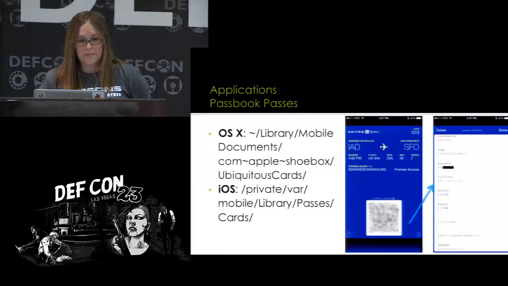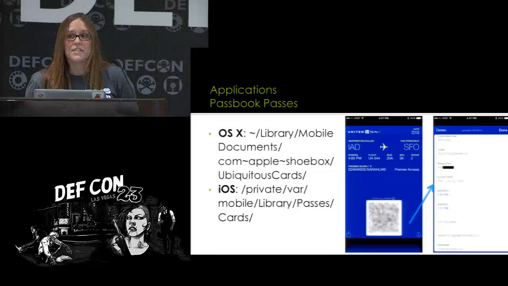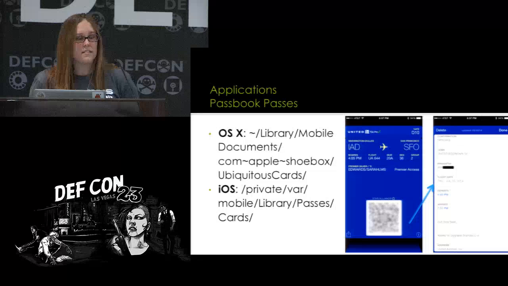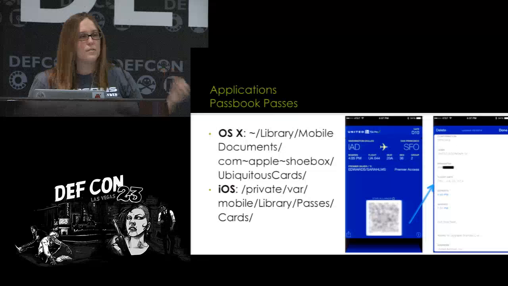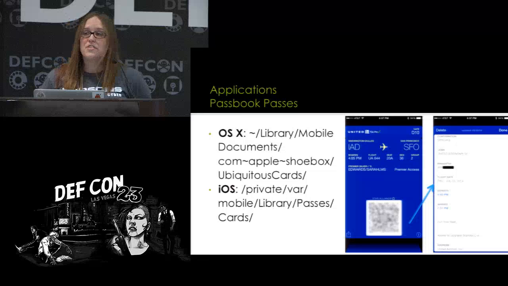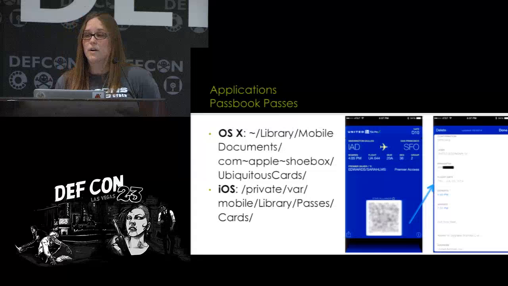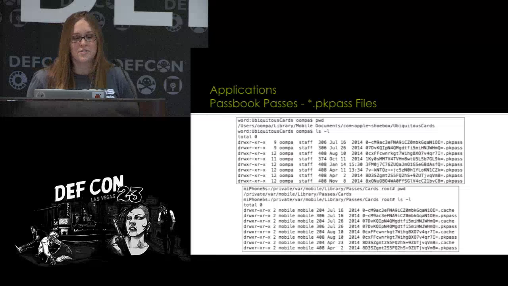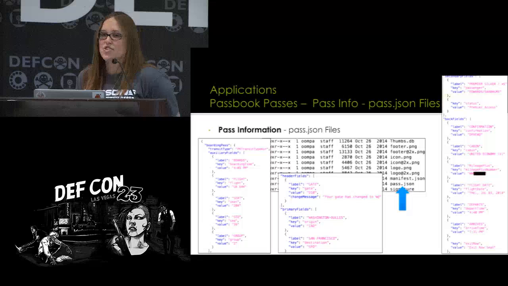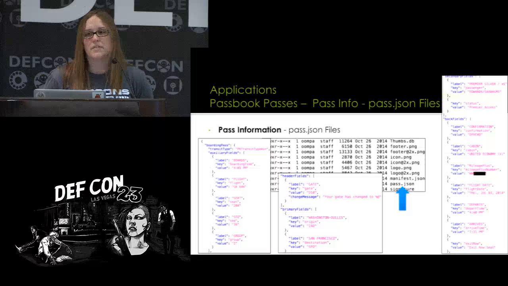So Passbook passes. This one is particularly interesting. I like to use Passbook a lot. I do a lot of travel. I use United to basically get my Passbook pass to get onto certain flights. So each flight I take has a ticket associated with that. All of those get stored in the Ubiquitous Cards directory. In this directory, we have these PK pass directories. So in these directories stores all the information associated with each card. Now these could be airline cards, they could be Starbucks gift cards, Target cards, what have you.